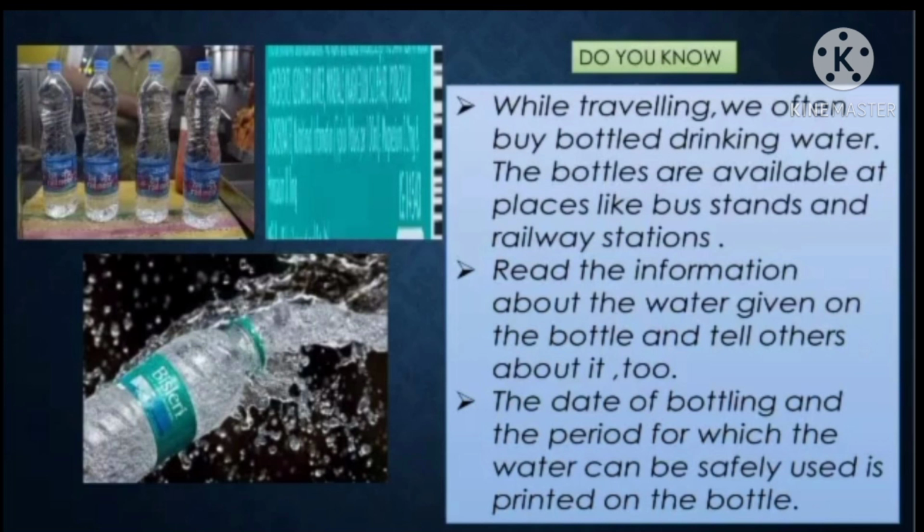Okay, and first of all you have to read the information. So what kind of information will you read? Of course you will read the manufacturing date and expiry date. And not only for water, for buying all kinds of products you have to check the manufacturing date and expiry date. The date of bottling and the period for which the water can be safely used is printed on the bottle. Maybe you have seen this: the date is printed, meaning when it was bottled and before which date we can use it. It is important to read this information when buying a bottle.